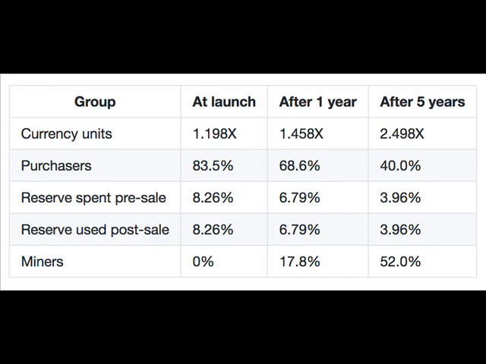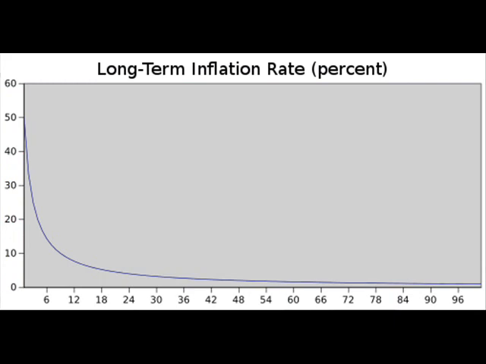Reserve used post-sale: at launch, 8.26%; after 1 year, 6.79%; after 5 years, 3.96%. Miners: at launch, 0%; after 1 year, 17.8%; after 5 years, 52.0%. Long-term supply growth rate, %. Despite the linear currency issuance, just like with Bitcoin over time, the supply growth rate nevertheless tends to 0.